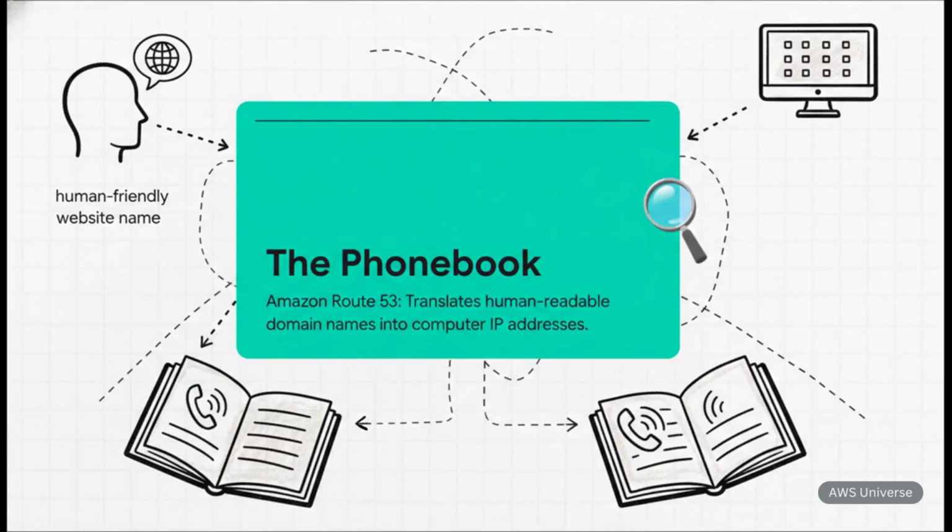But wait, how does anyone even find your application in the first place? Well, that is the job of Route 53, which is basically the phone book for the entire internet. Its job is simple but absolutely critical. It translates a nice human-friendly website name into the string of numbers, the IP address, that computers actually understand.